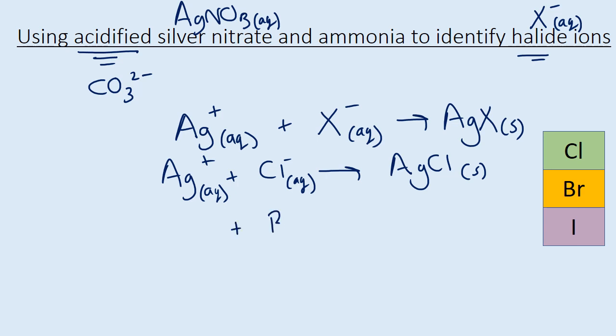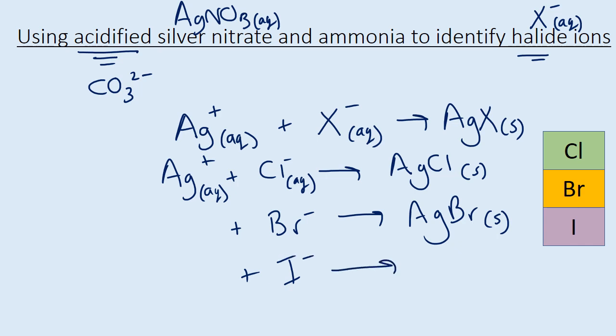If you added bromide, you get a cream precipitate of silver bromide. And if you add iodide, you get a yellow precipitate of silver iodide. Notice how the colour gets darker down the group. White, cream, yellow. Chloride, bromide, iodide. And that was straight from GCSE. Had you done higher level GCSE, you have seen these ionic equations before.